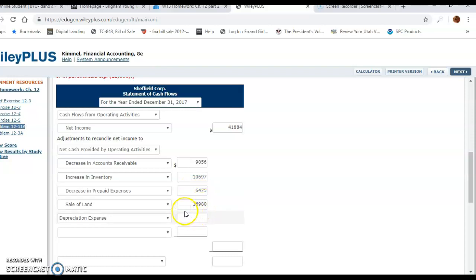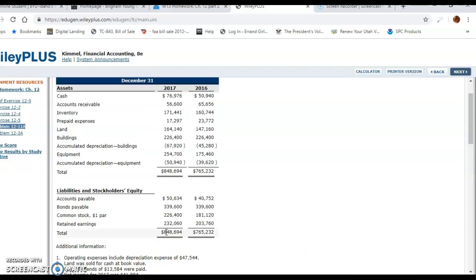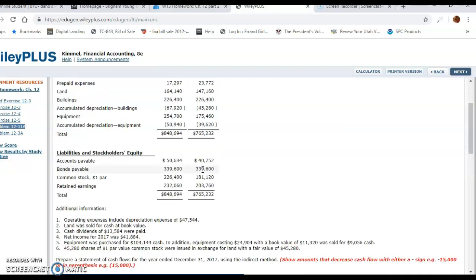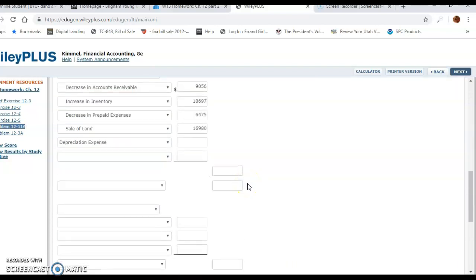Sale of land. Now there's a little special note here that land was sold at book value. And I don't know what the book value is, so I subtracted the 147,160 from the 140. And I just have to put some things in the boxes just to see where I stand.